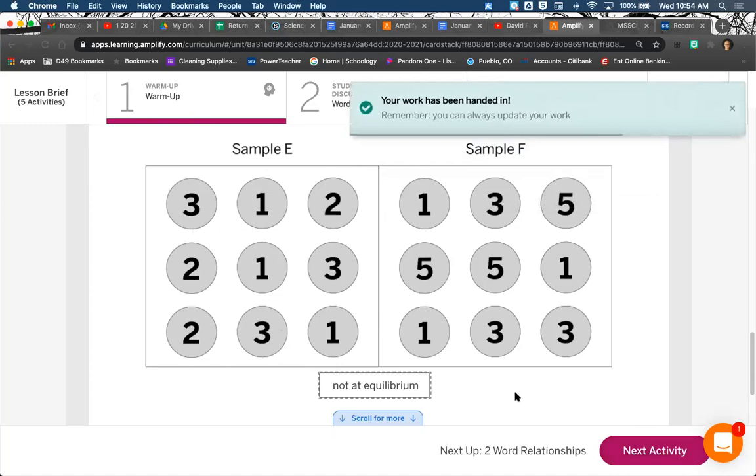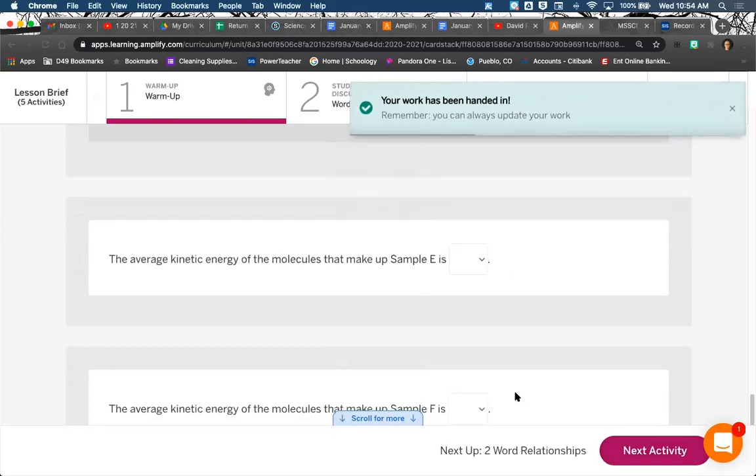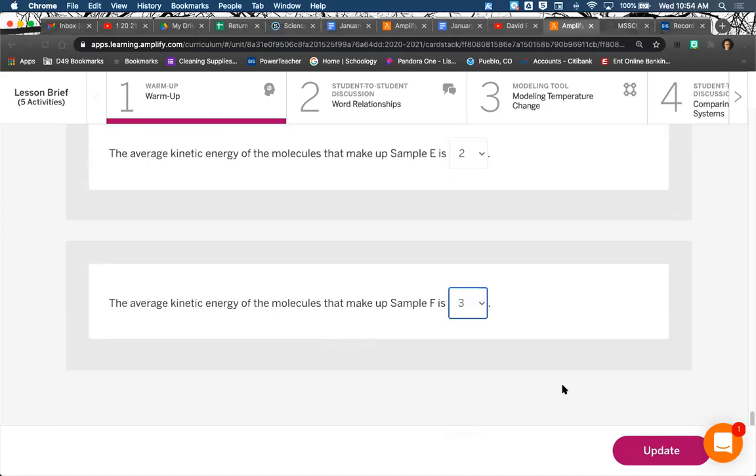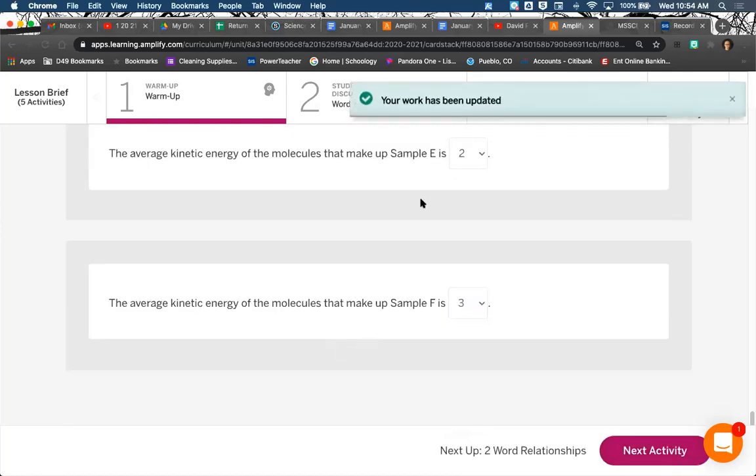Oh, wait, there were questions, my bad. The average kinetic energy of the molecules that make up sample E is 2. The average kinetic energy of the molecules that make up sample F is 3. There we go. Now we can update that.